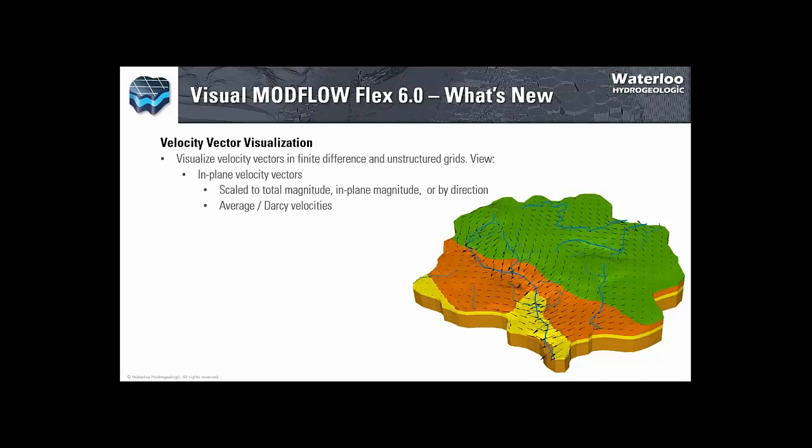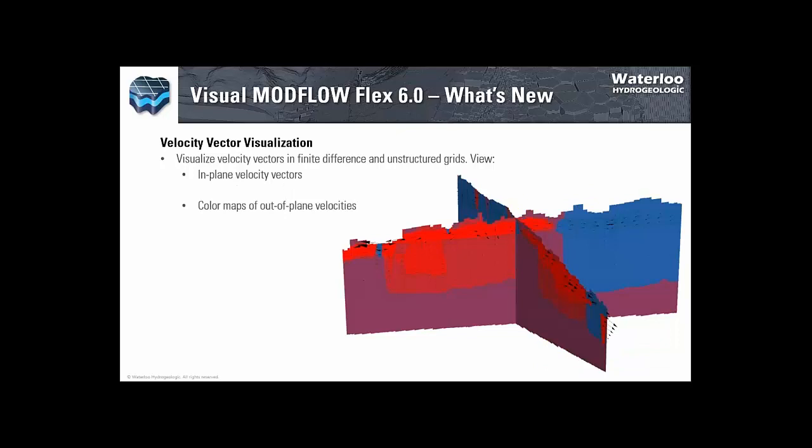One of the last major features we've introduced in version 6 is the velocity vector visualization capability. This would be familiar to those of you that are classic users. You'll be able to now visualize velocity vectors or the velocity vector field through the finite difference grid and through the unstructured grids as well. And that's sort of split into two different components. You can see the velocity vectors, and you'll also be able to see the normal velocities as a color map. So this color map shows then flow into and out of the plane, where red is away from you and blue is towards you in this particular view.